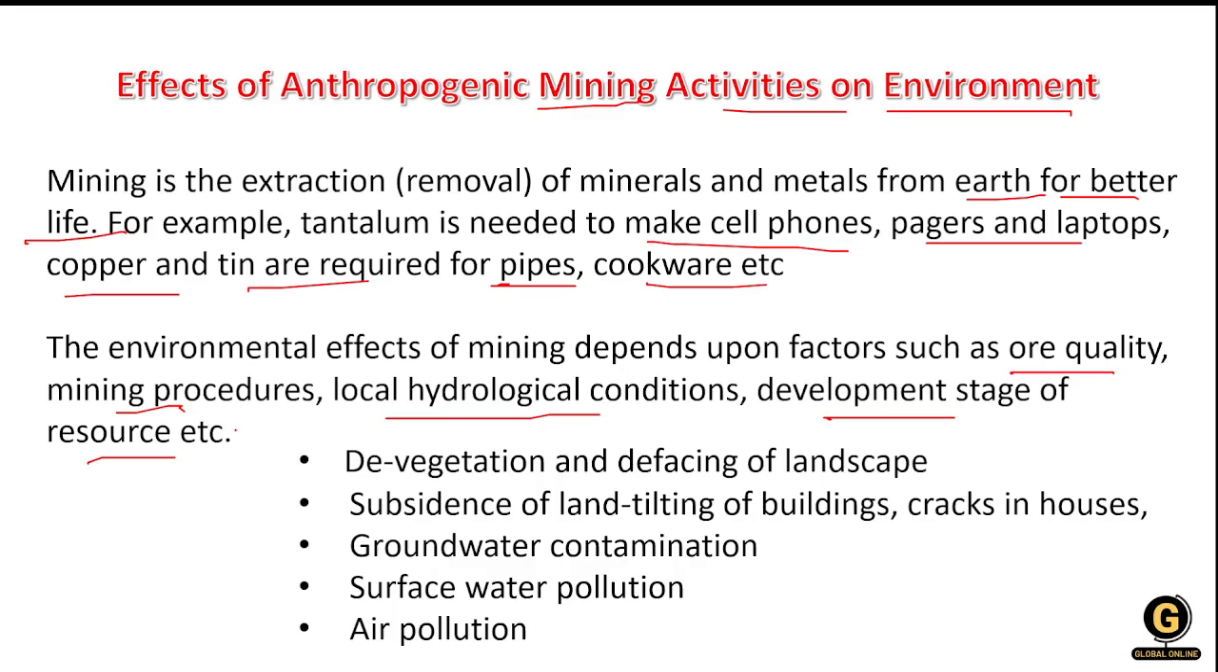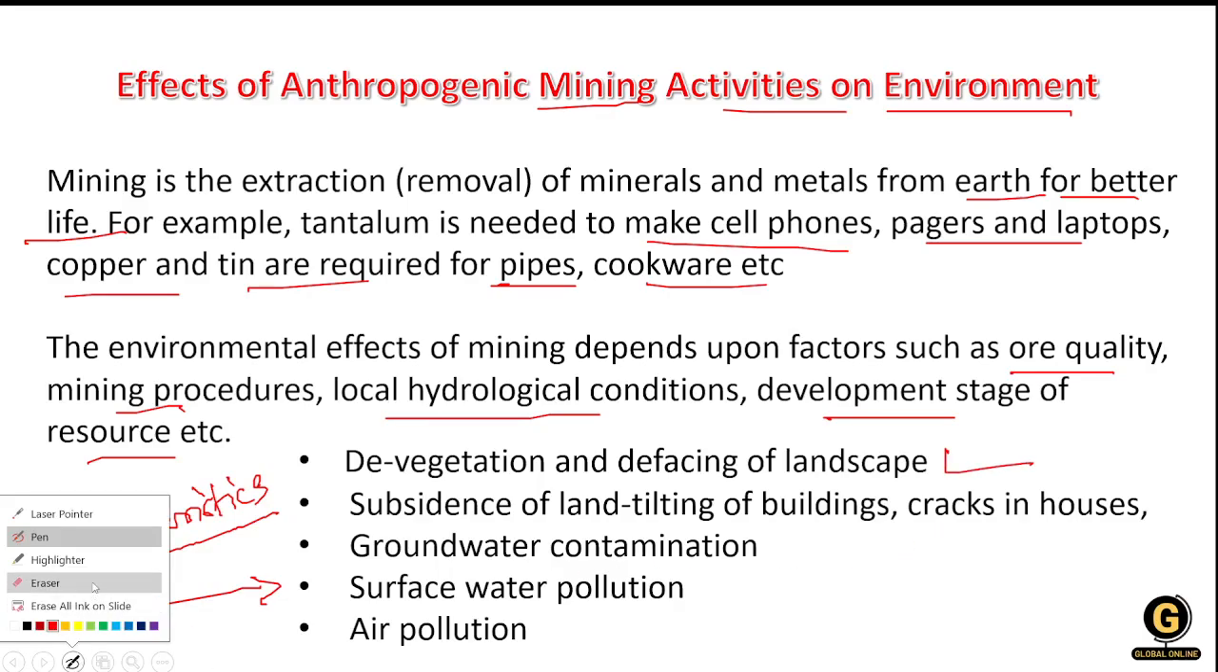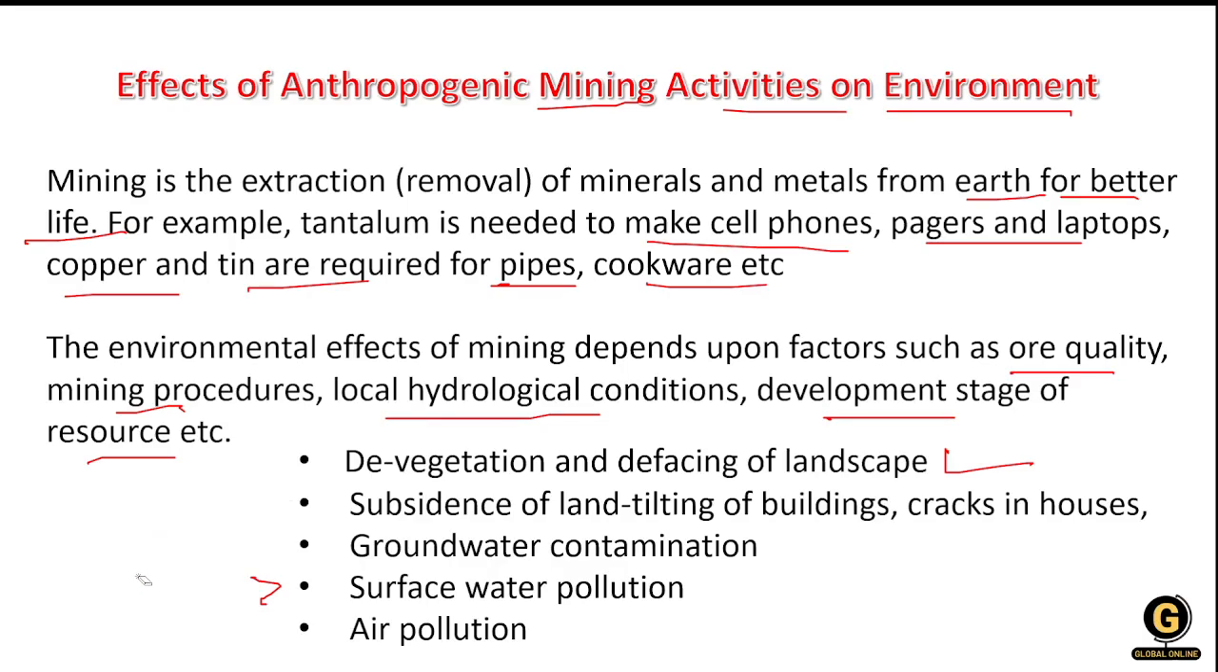Clear? Next is devegetation and defacing of landscape. Sorry, my bad, these are not characteristics. These are the types of impact on the environment, the ways in which they can impact the environment or humans, right?